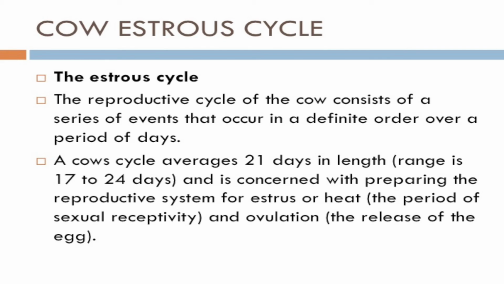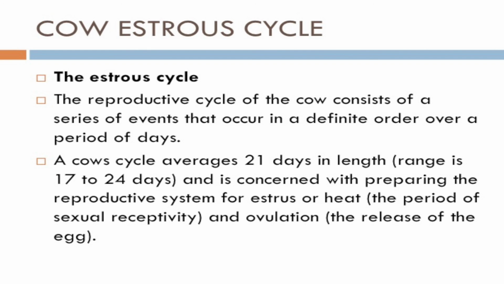And really what that 21-day cycle does is it's the preparing of the reproductive system for estrus or heat, so the period of time when the female is receptive to sexual activity or being mated by the bull, and actual ovulation, which is the release of the egg.